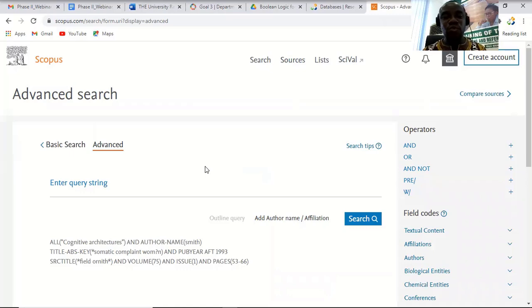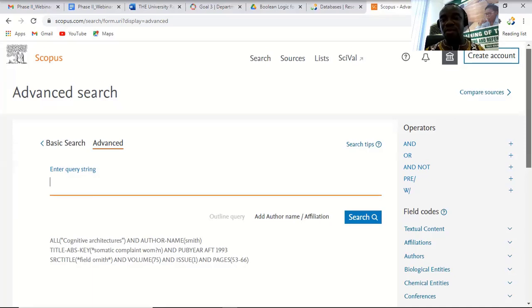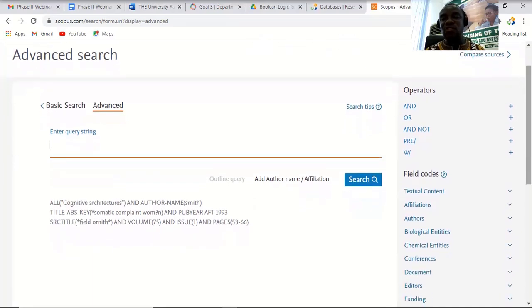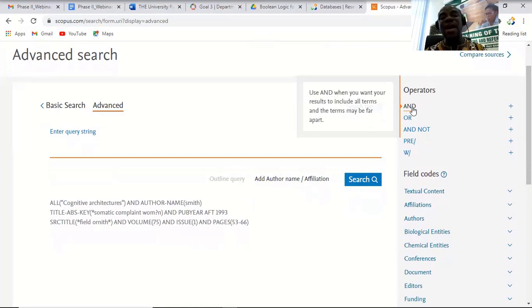So here in Scopus, let's start by looking at the query box. It says enter query string here. So if I click here, it means I'm ready to enter my query. But before I enter any query there, look on the right here, because this is where we are going to build a query. Okay, so first, it tells you if you are looking for operators in the Scopus database, you have the AND operator, and it says what? Use AND when you want your results to include all terms, and the terms may be far apart.